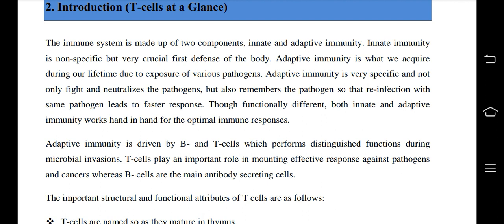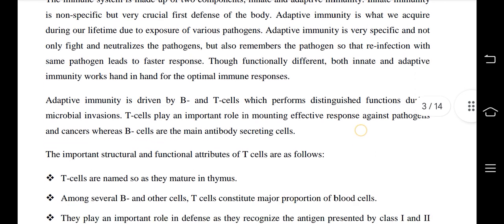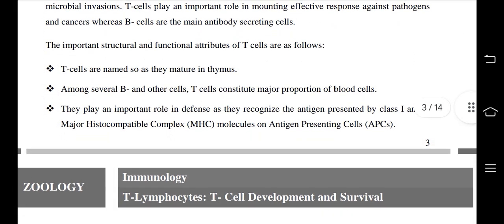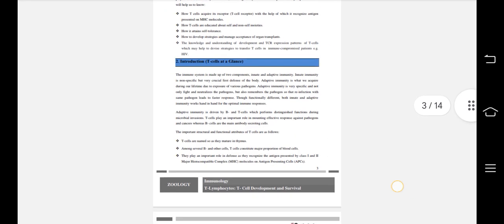Adaptive immunity is driven by B and T cells, which perform distinct functions during microbial invasions. T cells play an important role in mounting an effective response against pathogens and cancers, whereas B cells are the main antibody secreting cells. The important structural and functional attributes of T cells are as follows. T cells are named so as they mature in the thymus. Among B and other cells, T cells constitute a major proportion of blood cells. They play an important role in defense as they recognize the antigen presented by class 1 and 2 major histocompatibility complex molecules on antigen presenting cells, or APCs.